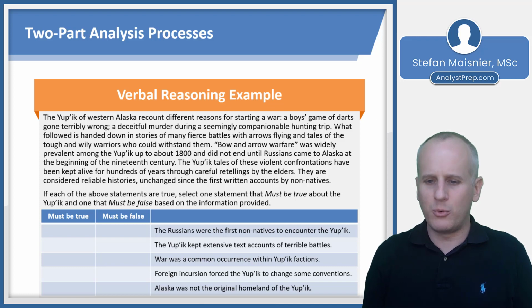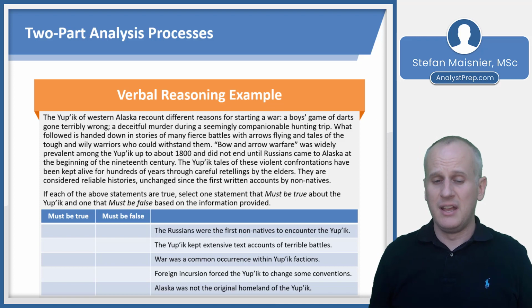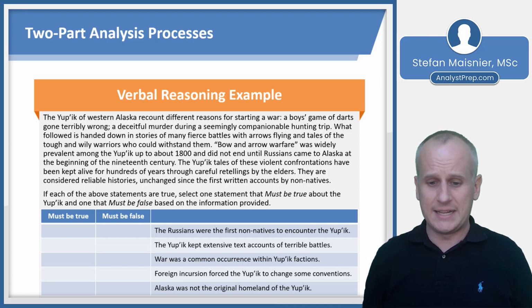Bow and arrow warfare was widely prevalent among the U-Pick up to about 1800 and did not end until Russians came to Alaska at the beginning of the 19th century. The U-Pick tales of these violent confrontations have been kept alive for hundreds of years through careful retellings by the elders. They are considered reliable histories, unchanged since the first written accounts by non-natives. Okay, not a terribly lengthy reading comprehension passage, but there's a lot of little details in here.